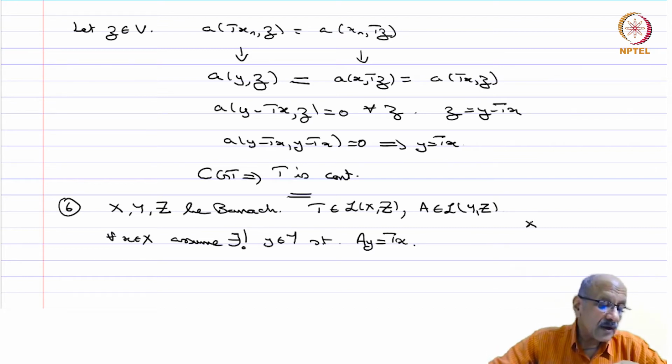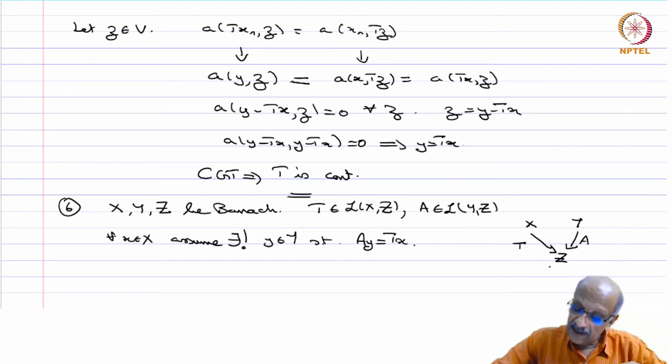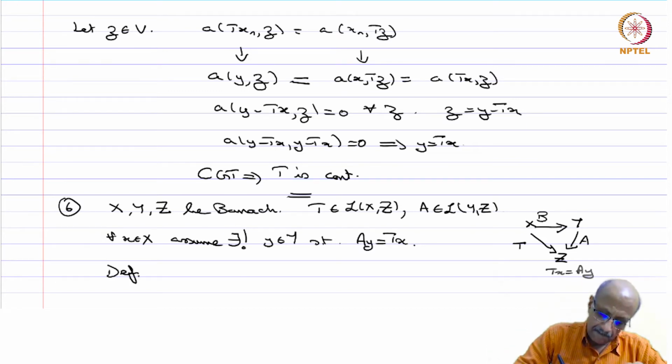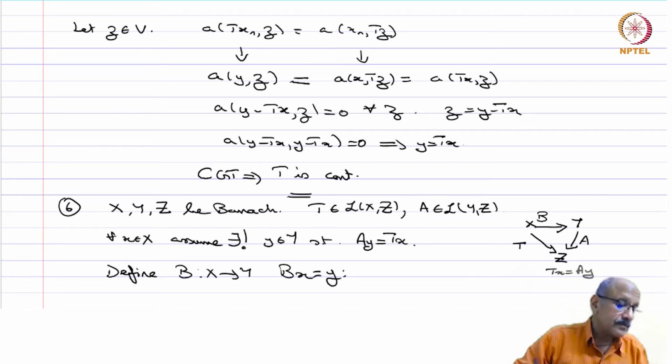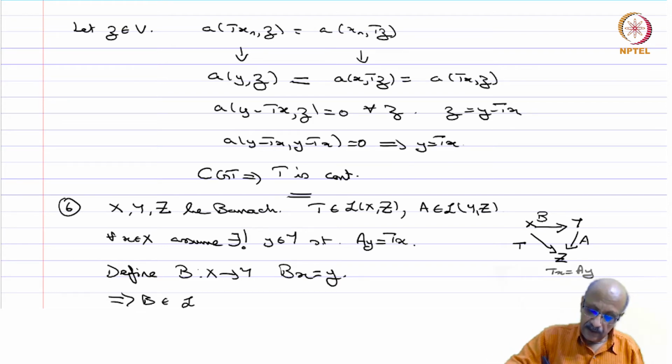So you have x here, you have y here. So here I have a map from each of them into z. So x to z is T, and y to z is A. So for any given x, I bring Tx here, and then that should be equal to Ay. And then I define B. So define B from x to y given by Bx equal to y. Then B belongs to L(X,Y).